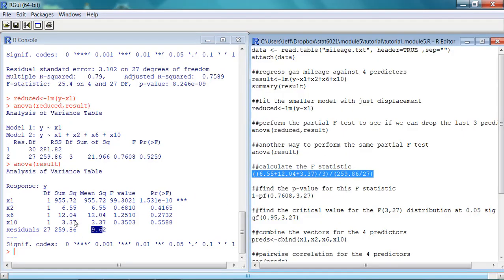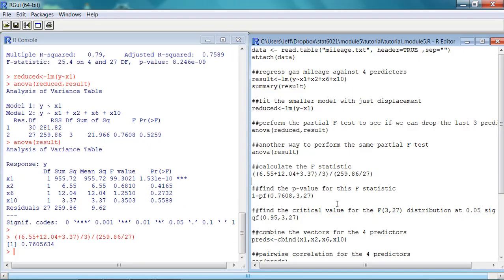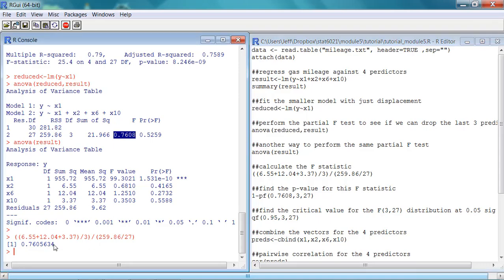Just adding up the sum of squares for the 3 predictors I want to drop, add it up, divide it by the number of predictors, 3, divided by the mean square residual. So that is the F statistic that I could calculate over here. Obviously, it's not as convenient as the previous approach, but this is another way of doing it. And you realize that numerically, these values are very similar. There probably are some rounding off issues. That's why they're not exactly the same. So that's how we could find it using this other approach.